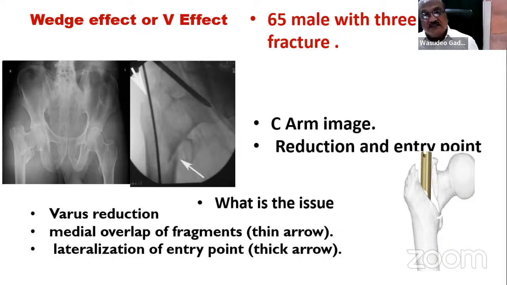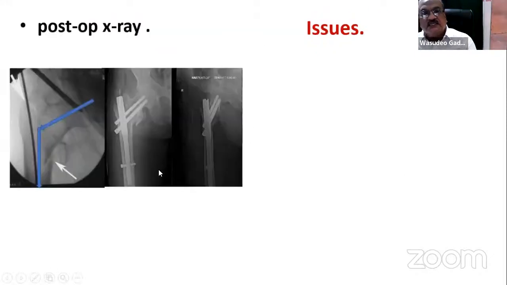And then what is the issue? Varus reduction, medial overlap of the fragment, and lateralization of the entry point. If you see such a picture in CR, you can predict that it is a day one failure. If you put a nail like this, a wedge effect will occur, and there will be more separation of the upper quadrant of the trochanter and intussusception of the calcar. So this is how it is, and you can see the same thing has happened.